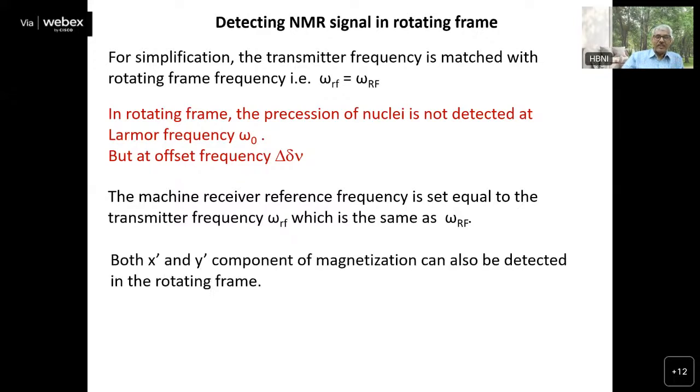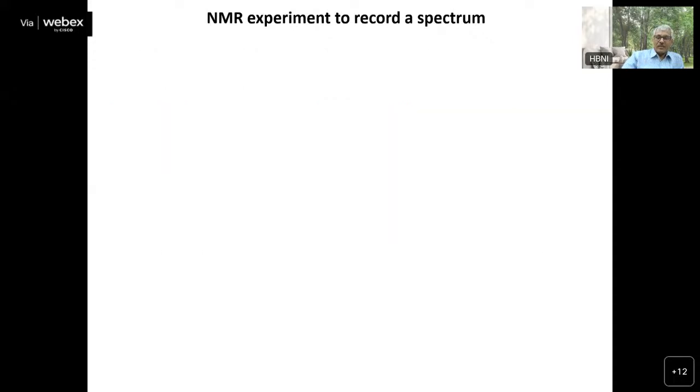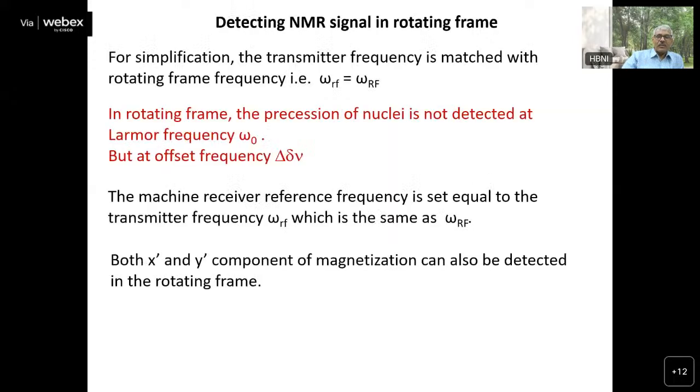So what you actually detect in the rotating frame is, so what we were detecting earlier in your static laboratory frame in the XY plane, now we can detect the magnetization in the rotating frame. And you will see that in the rotating frame we will not be detecting the omega 0, we will rather be detecting the offsets.